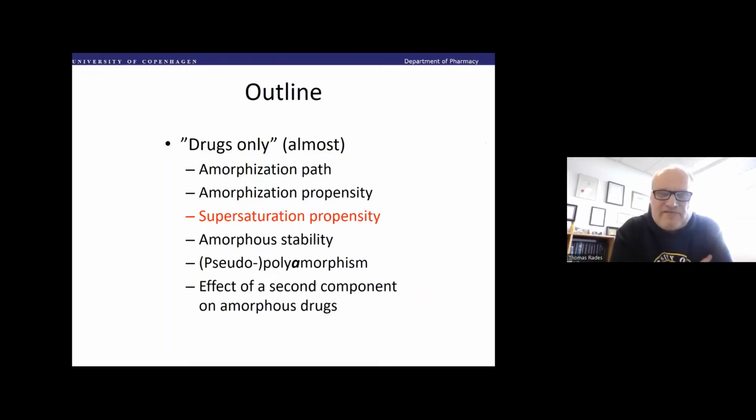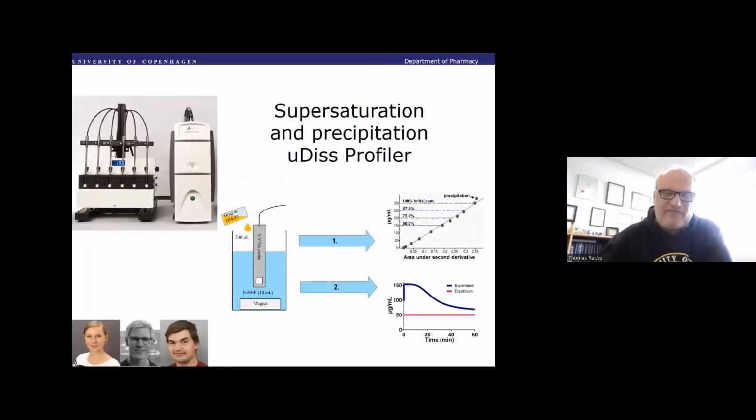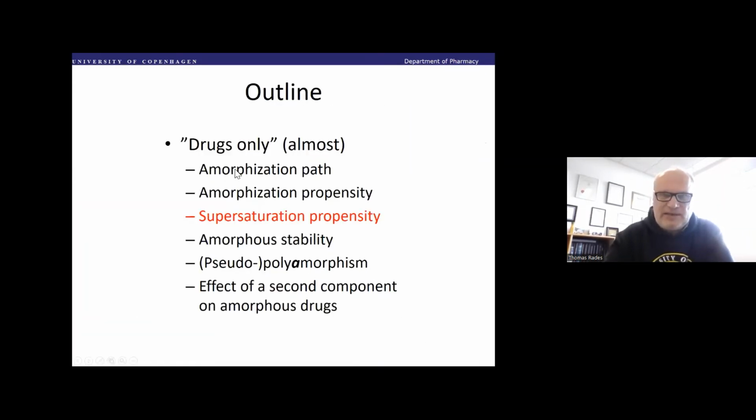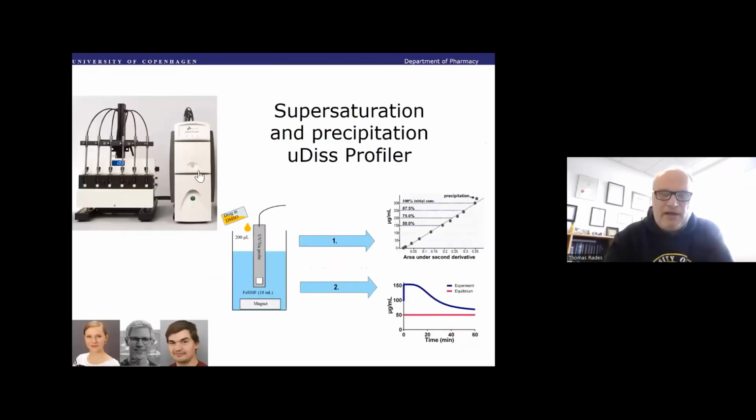So once we know that we can convert a drug into an amorphous form, we should then ask ourselves, is it even worthwhile doing? And for that, we need a method to determine its propensity to supersaturate. And we have done this also some time ago with Annette, of course, and then Cecilia and Jakob and Henrik. What we try to do here is have some sort of a standardized system in order to measure the ability of a drug to supersaturate and also to maintain supersaturation.